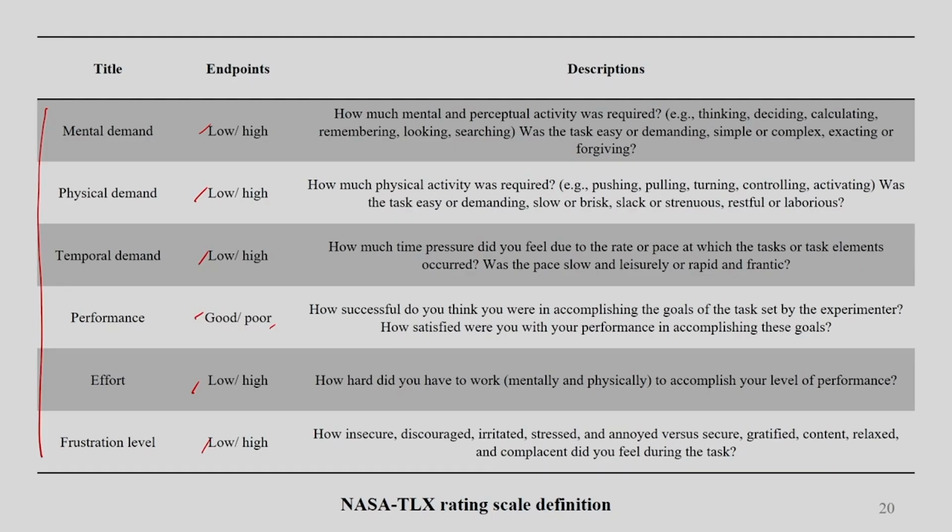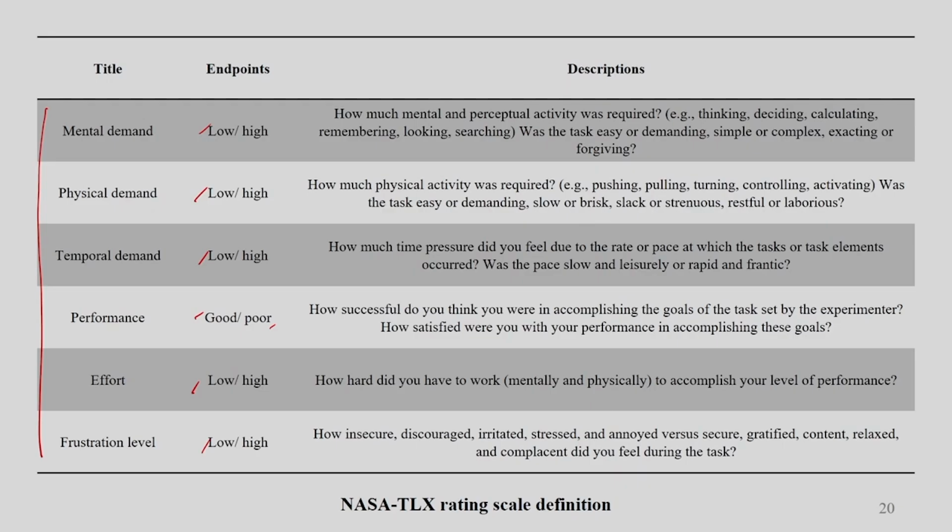So, what does it say? First the mental demand, it says how much mental and perceptual activity was required. Again it is a perception, right. For example, thinking, deciding, calculating, remembering, looking, searching, etc. Was the task easy or demanding, simple or complex, exacting or forgiving? So, these types of descriptions you have in the mental demand.